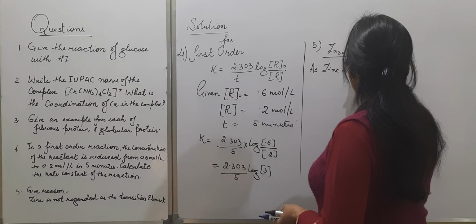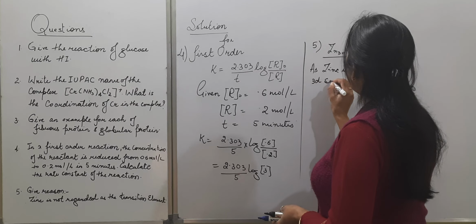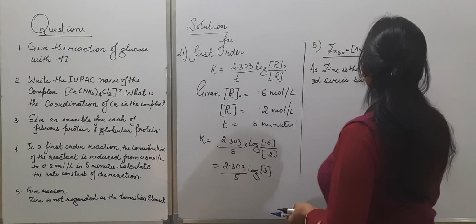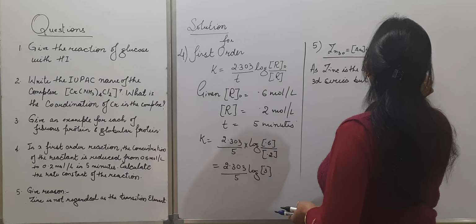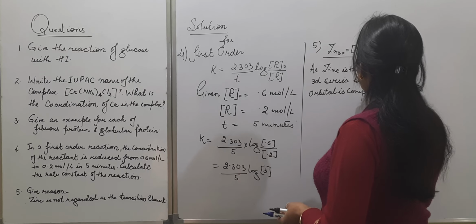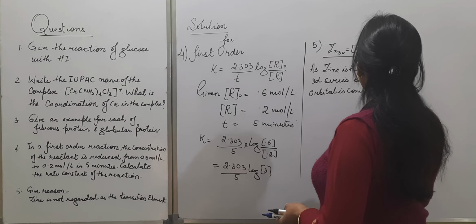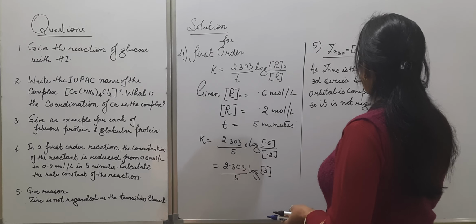zinc is the end element of the 3d series, but its d orbital is completely filled, so it is not regarded as a transition element. So we briefly wrote your answer.